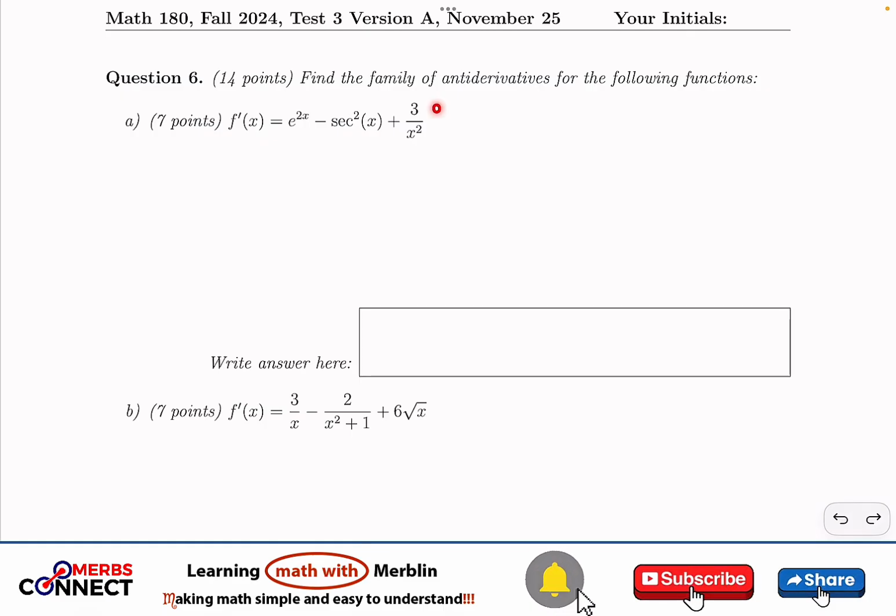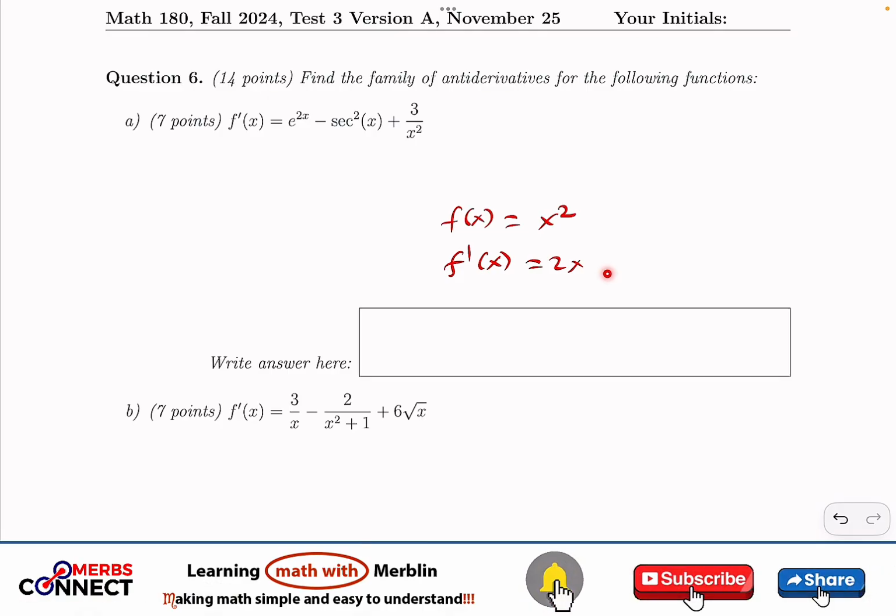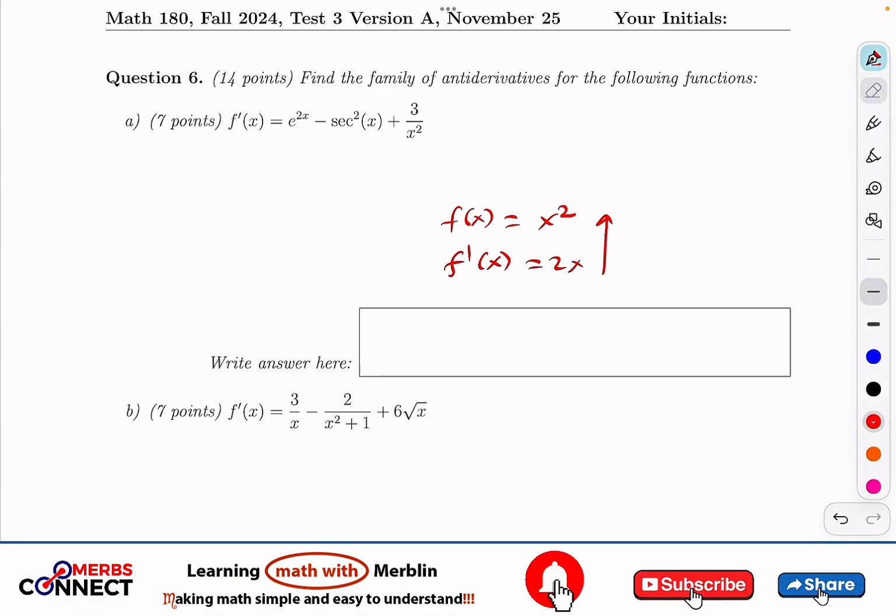Think about the function that you are differentiating to get this, right? For example, if I have f of x equal to x squared, then f prime will be equal to 2x. If I want to move from 2x to x squared, I'm thinking about what type of function, when I differentiate, I'll get 2x. As soon as I think about those things, it helps me to know the function that I differentiated to get 2x. So I ask myself, what function, when I differentiate, gives 2x? That is x squared. Then that is the result. So that is the antiderivative here.